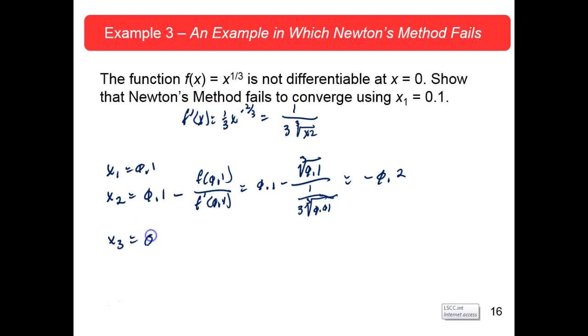It would be negative 0.2 minus the cube root, and you can't take the cube root of negative numbers, of negative 0.2, divided by 1/3 times the cube root of 0.04, which is 0.02 squared. I did that for you. Okay?